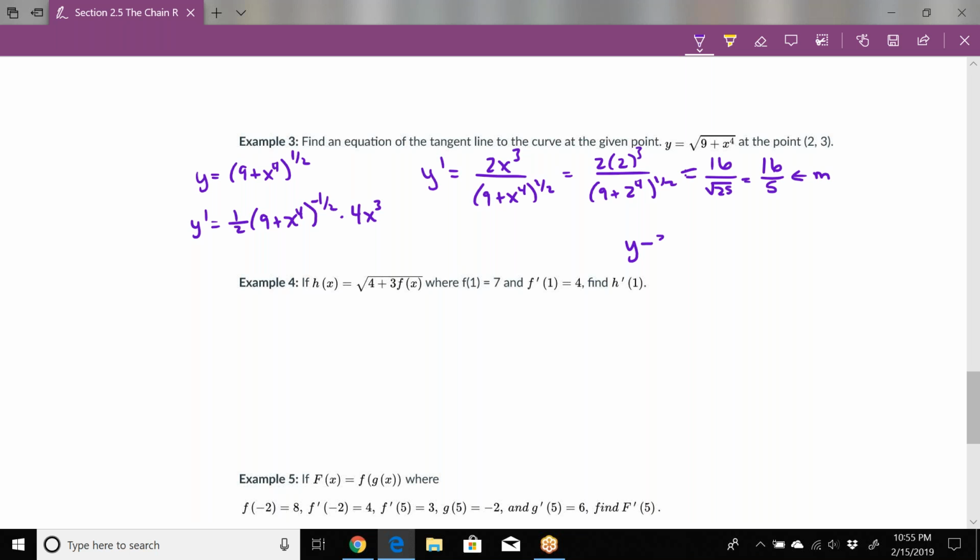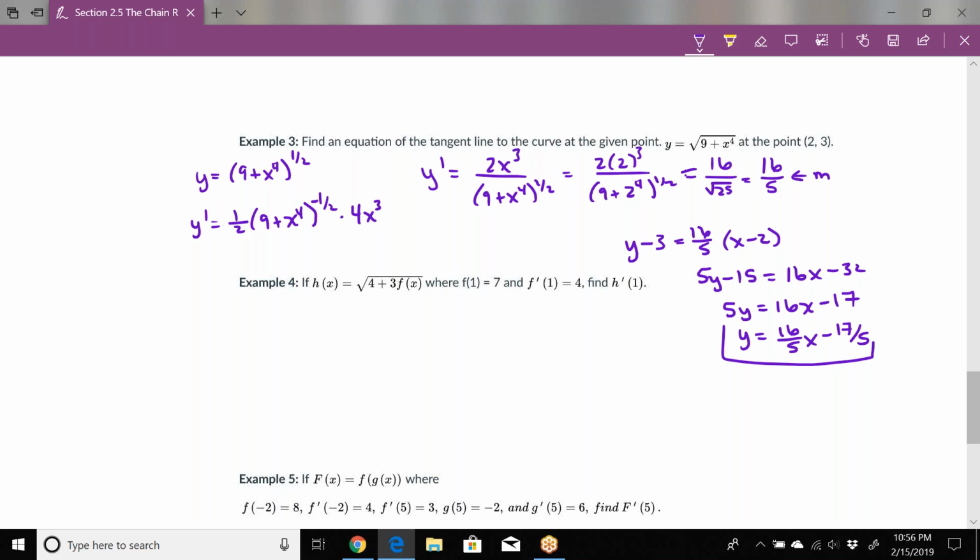So then I do y minus 3 equals 16 over 5 times (x minus 2) to get my equation. You can multiply the 5 to the other side if you would like. That would make it 5y minus 15 on the left. Distribute the 16 on the right, so that's going to be 16x minus 32. Add over the 15. That gives us negative 17. And then divide everything by 5. So there we go for that one.